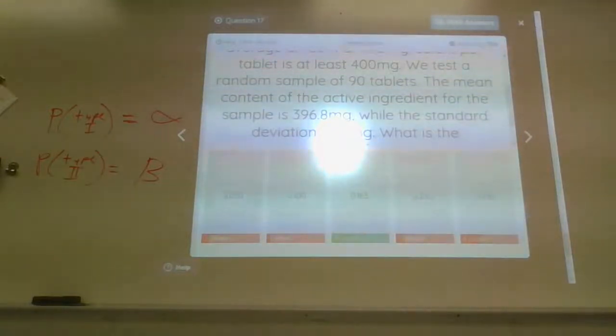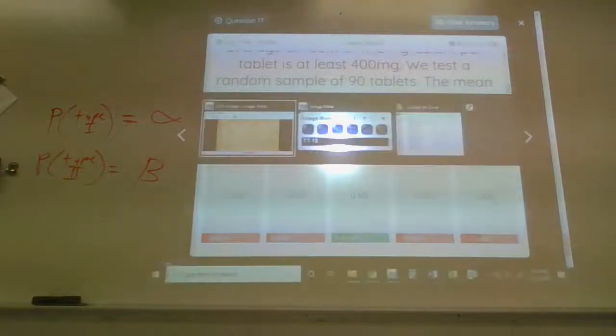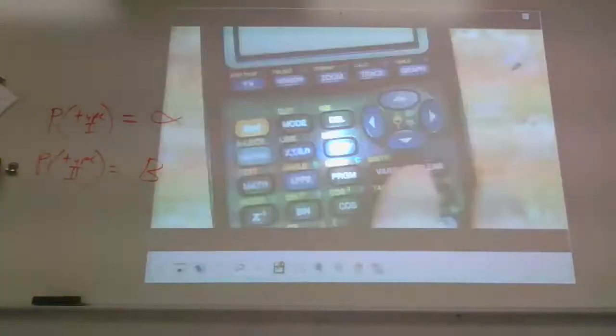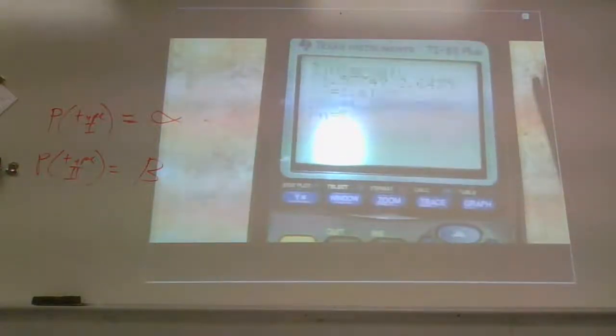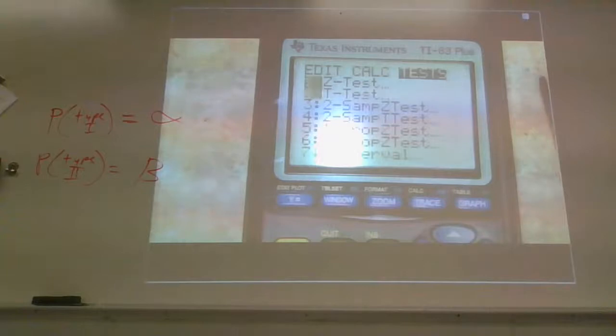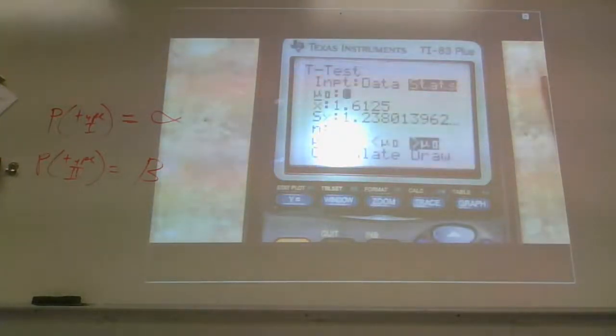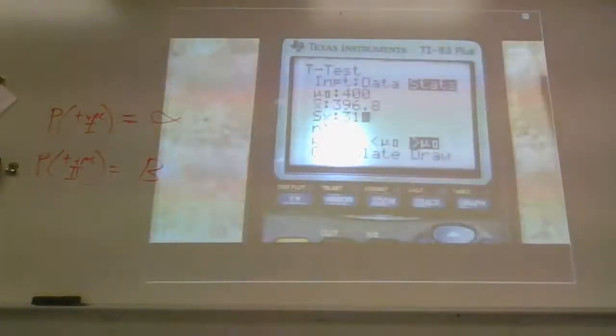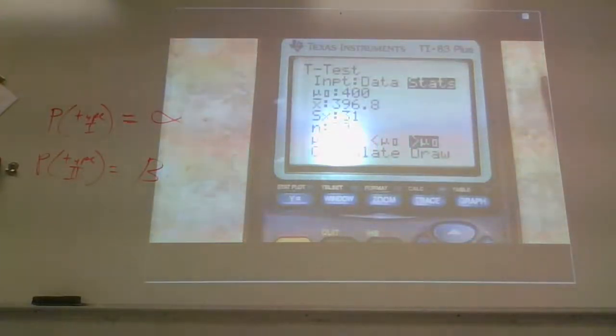Looks like 6 of you chose the correct answer and 6 of you chose this answer. I wonder, let me flip this over and bring my calculator into play. Let's see. T-test. Mean of 400. Sample mean of 396.8. Standard deviation of 31. Sample size of 90.